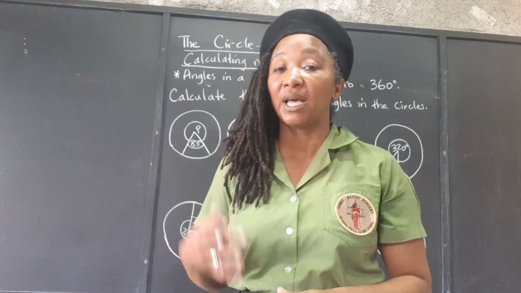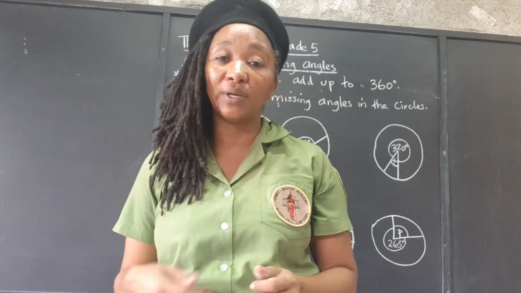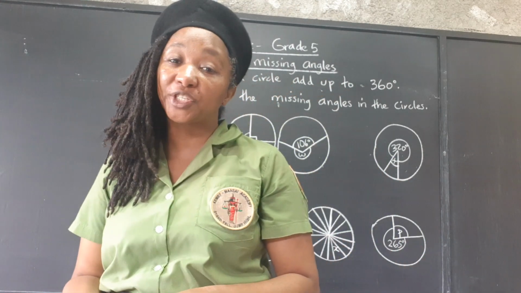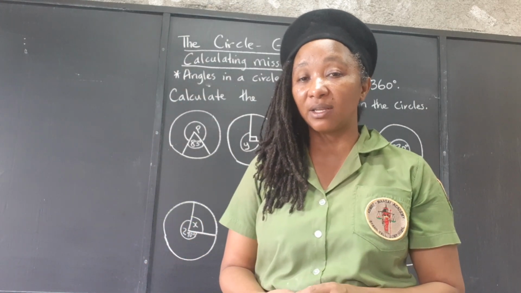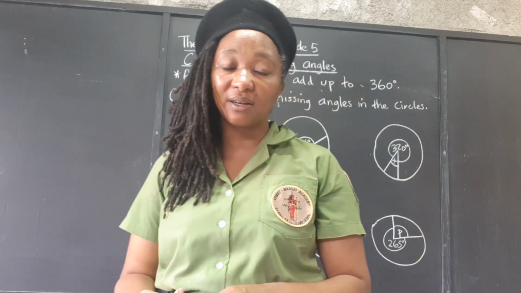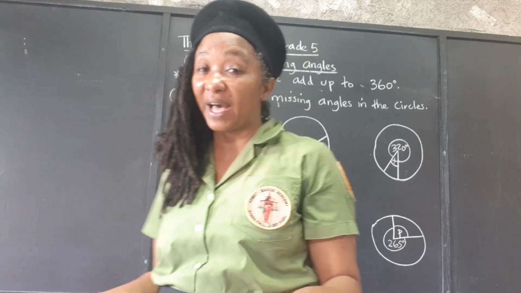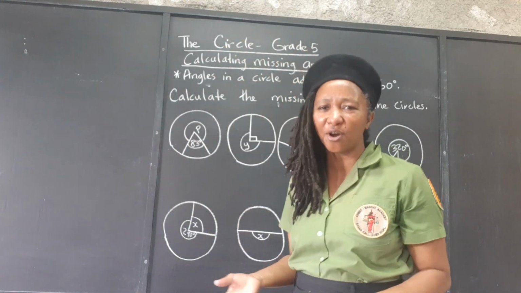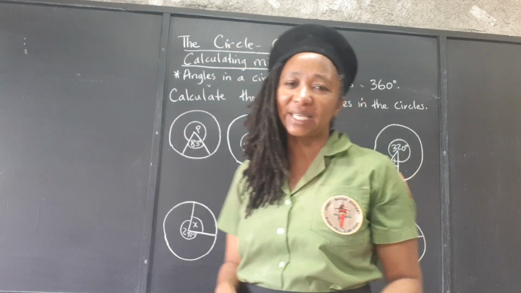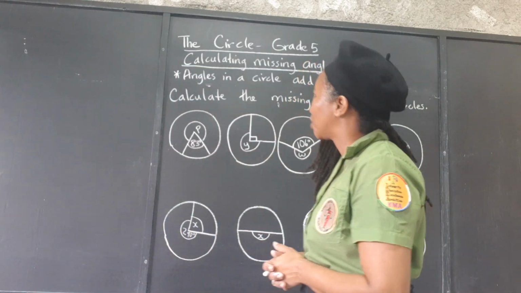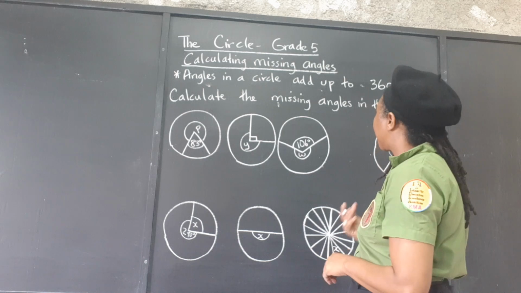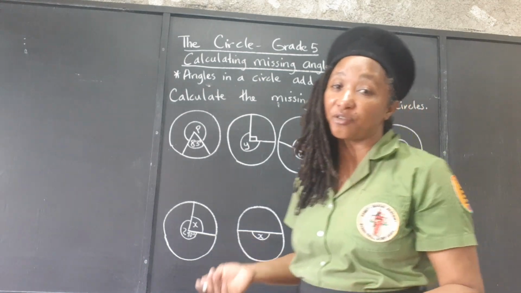And of course, at the different levels, we have other videos that are more advanced, featuring the circle as well. So in this video, we're focusing on calculating the missing angle in the circle at the grade 5 level. It's not really very complicated. Just one missing angle, right? Easy stuff. So remember, the angles in a circle add up to 360 degrees.